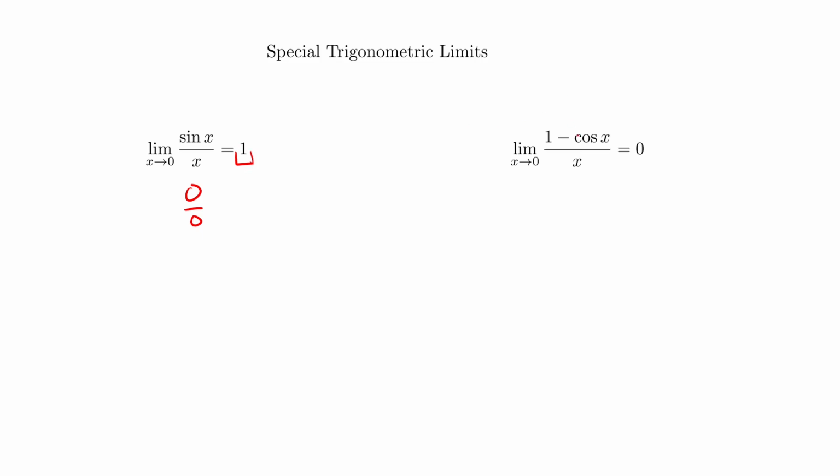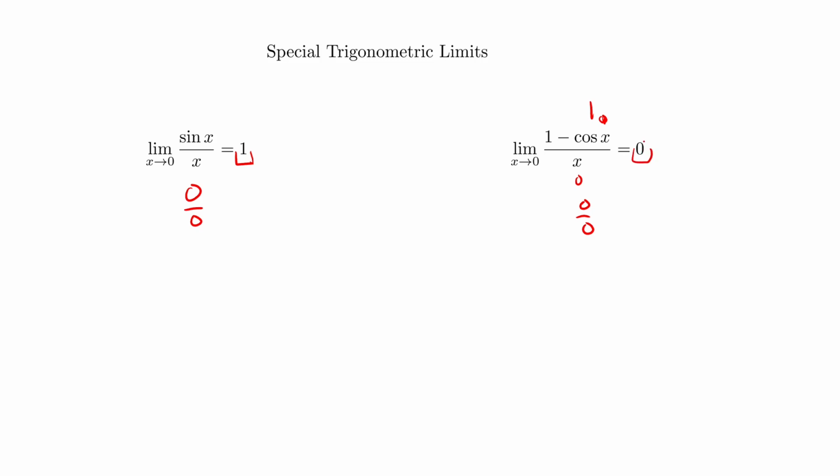Likewise, this limit here is a very similar idea. The cosine of 0 isn't 0. It's actually 1. So we get 1 minus 1 over 0, which again gives us 0 over 0. And just like the last one, this is something where we can't use the techniques we've learned so far to figure out this limit. So this is going to be equal to 0.